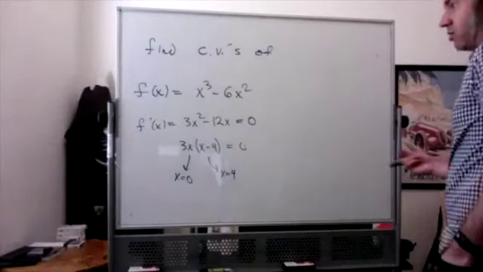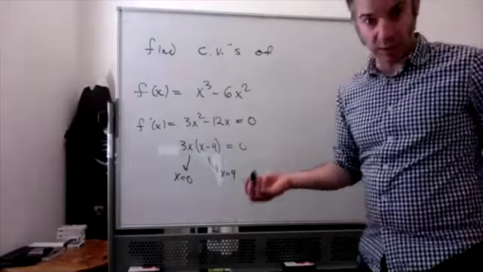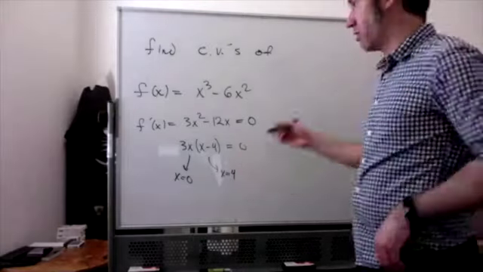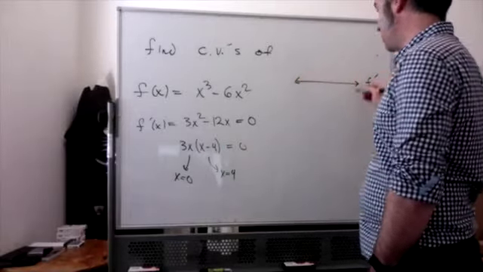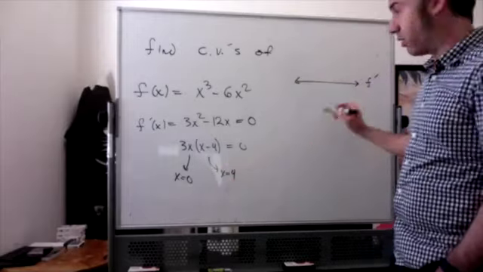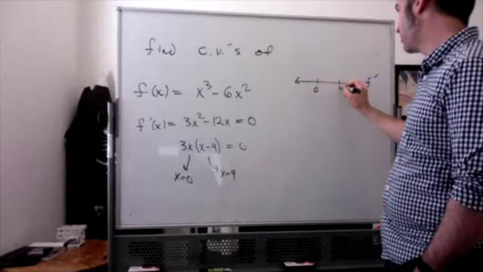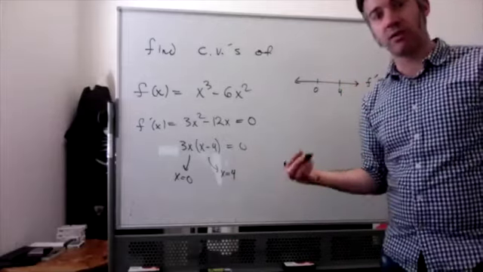So let's go ahead and look. Let's talk about the relative extrema, and also where the function's increasing, decreasing. But those two things go together. So if I look at the first derivative, I should say the number line for the first derivative, and put these two critical values on my number line. And then I'm going to check and see where is my derivative positive, where is my derivative negative.